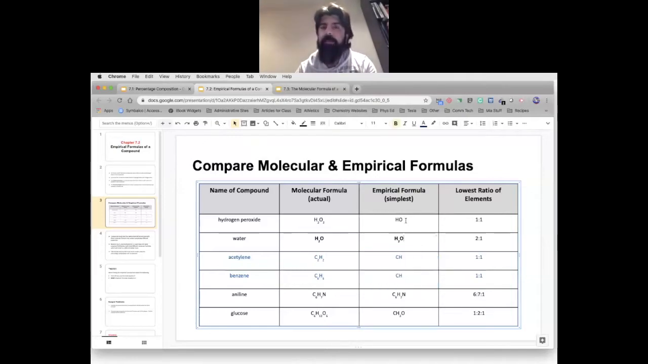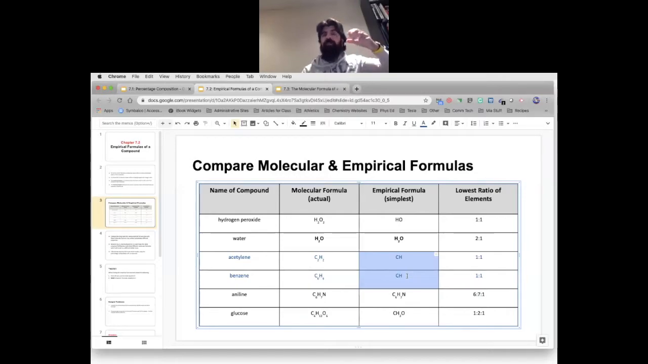Notice when we were talking about water and hydrogen peroxide, even though they both contain hydrogens and oxygens, they will not have the same percent compositions because they don't share the same empirical formulas. So take, for example, you're a forensic scientist, you identify some unknown substance at a crime scene. And using your calculations, you identify that the unknown substance has carbon and hydrogen, and it is a compound whose empirical formula is CH.